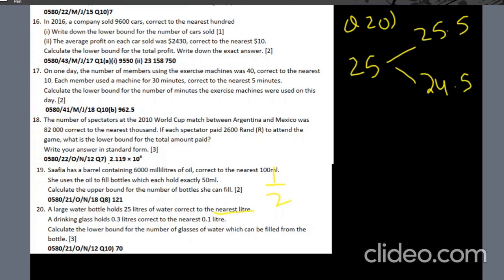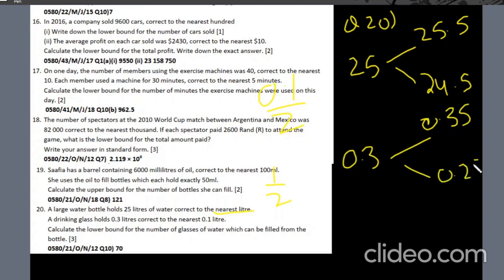Okay, a drinking glass holds 0.3 liters, correct to the nearest 0.1 liters. So 0.1 divided by 2 is 0.05. Add it here and we get 0.35, and subtracted from here we get 0.25. Calculate the lower bound for the number of glasses of water which can be filled from the bottle. So if again this were a regular question, we would have divided 25 by 0.3.